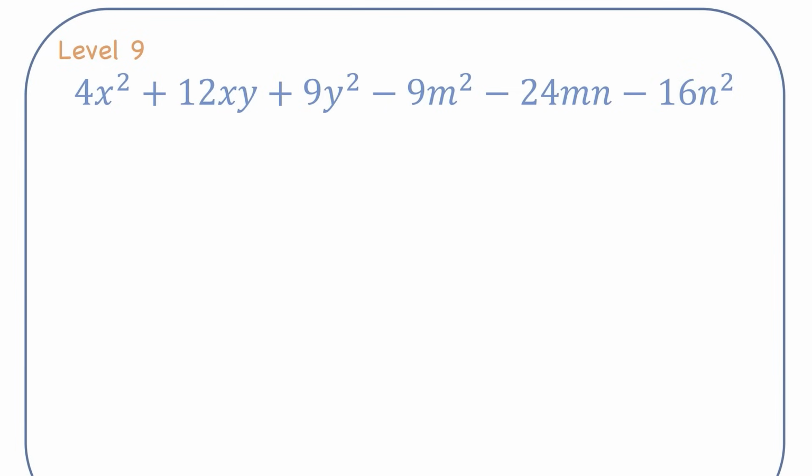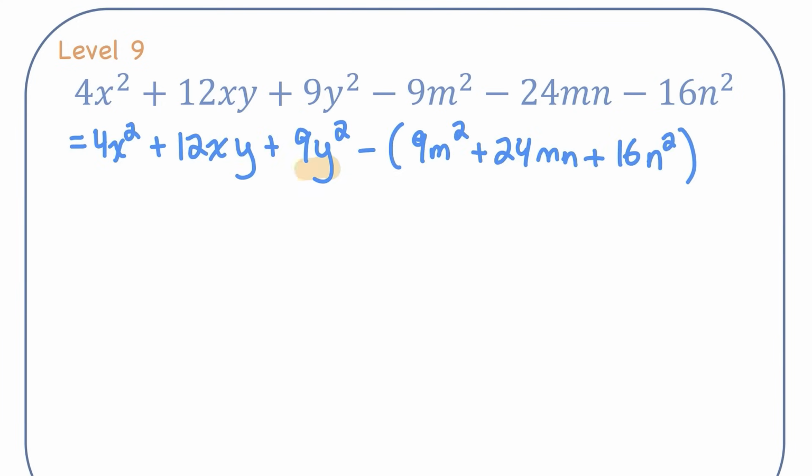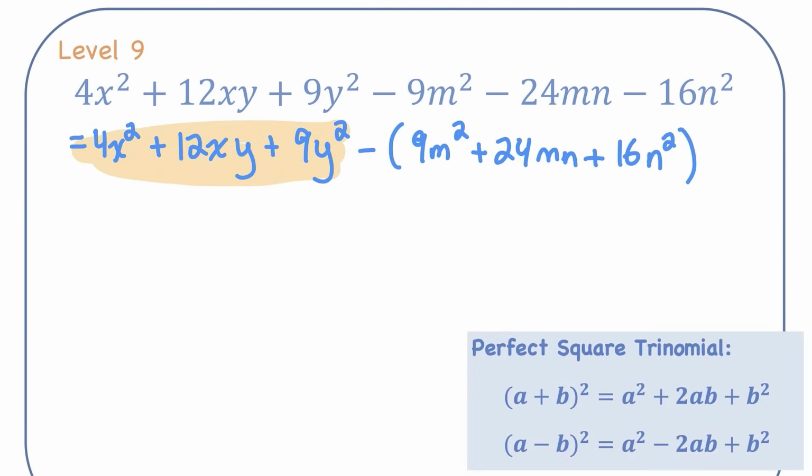The first thing I'm going to do with this question is from these last three terms, I'm going to common factor out a negative 1, and you'll see why in a second. Now you should notice that these first three terms are a perfect square trinomial, and these last three terms are a perfect square trinomial. So when I factor them both, I'm going to get a binomial squared for each of them, which will leave me with a difference of two perfect squares.